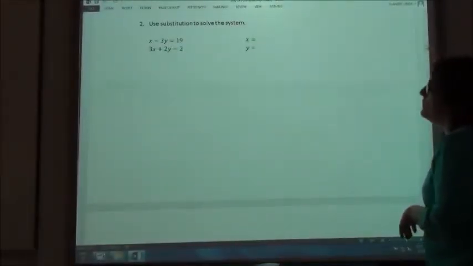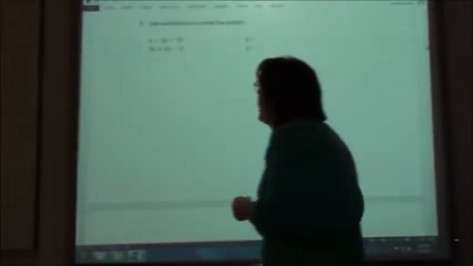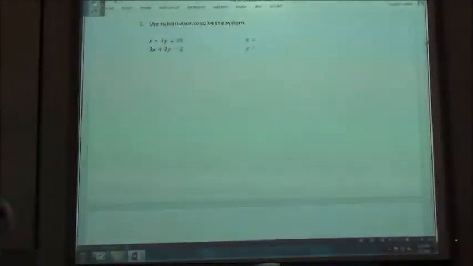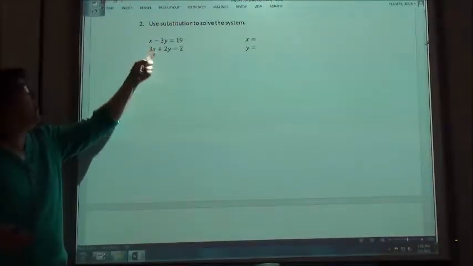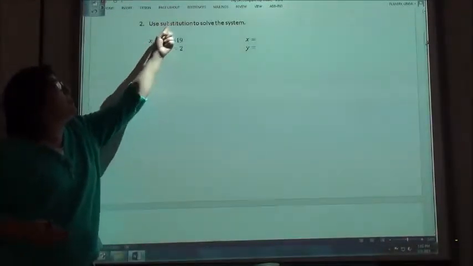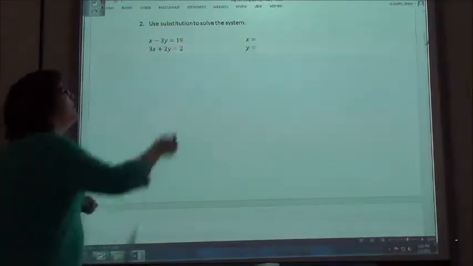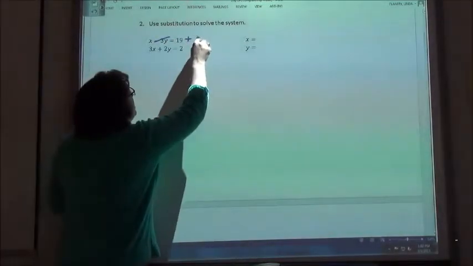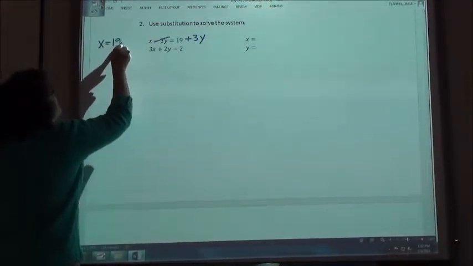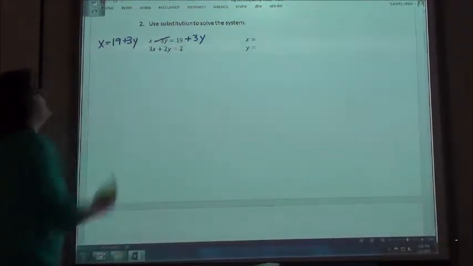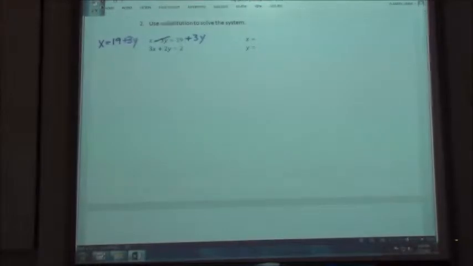Number 2 then. Now notice this one, it has x minus 3y equals 19 and 3x plus 2y equals 2. Neither equation is solved for x or for y, but it's easy to solve that top equation to get the x by itself. If I want to get the x by itself, I'm going to put the y on the other side, so I'm going to make it plus 3y. So now x equals 19 plus 3y. Now my equation's solved for x.